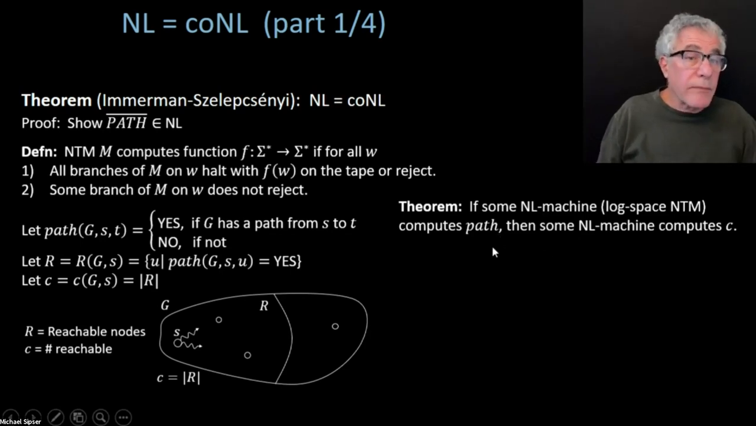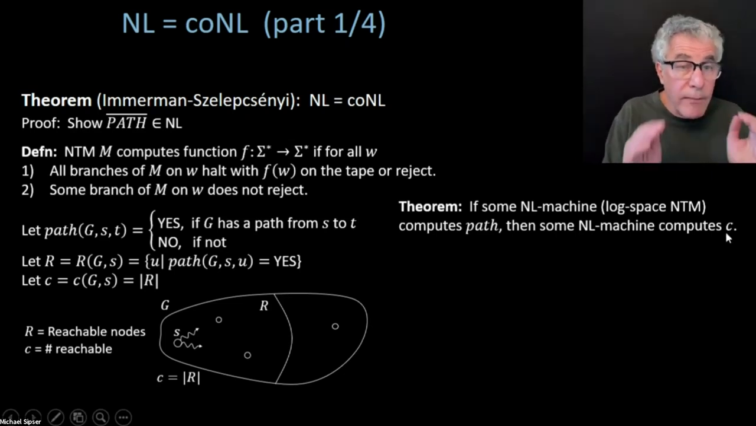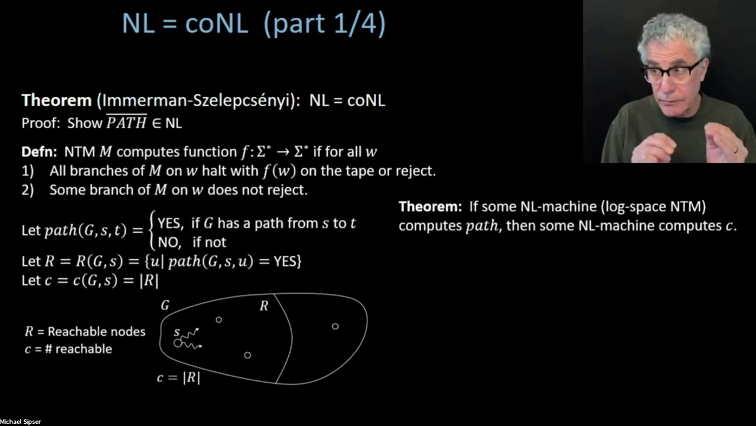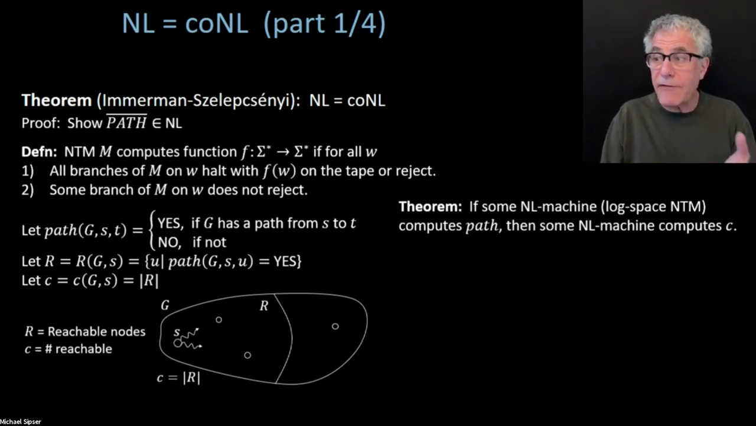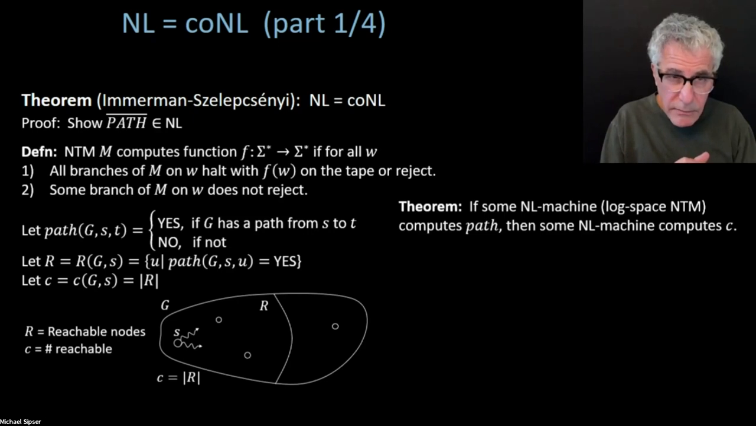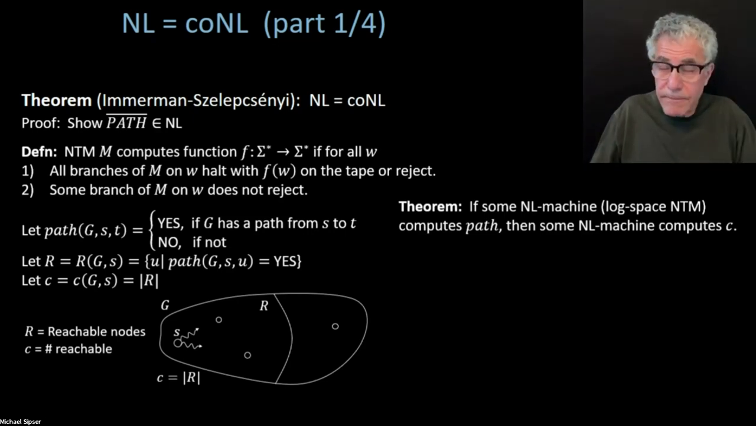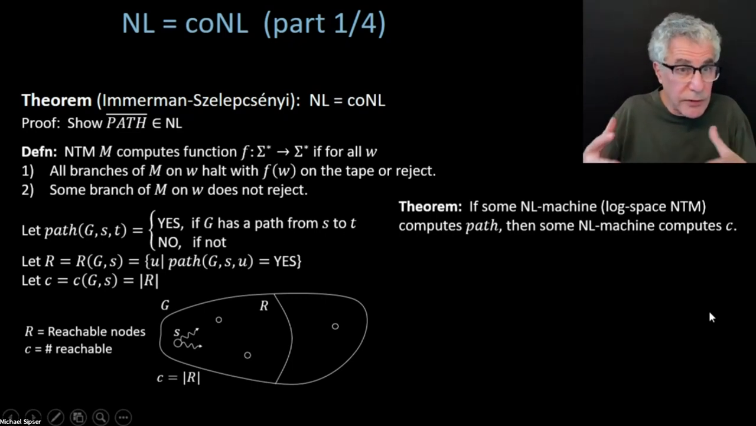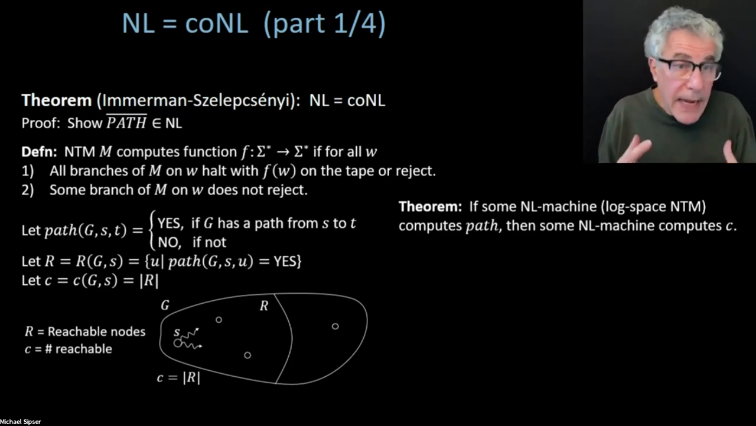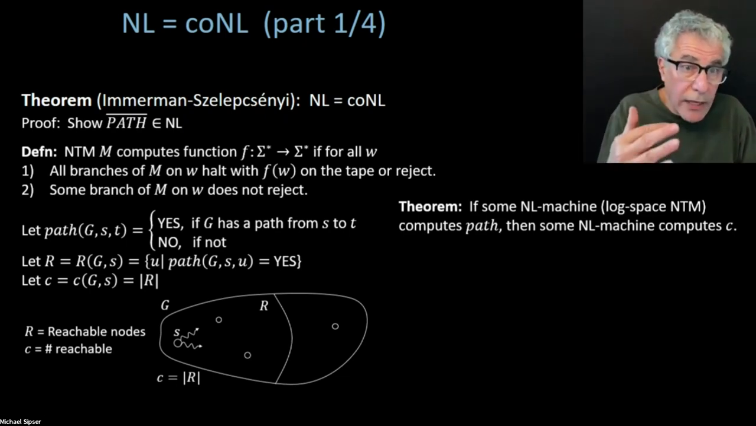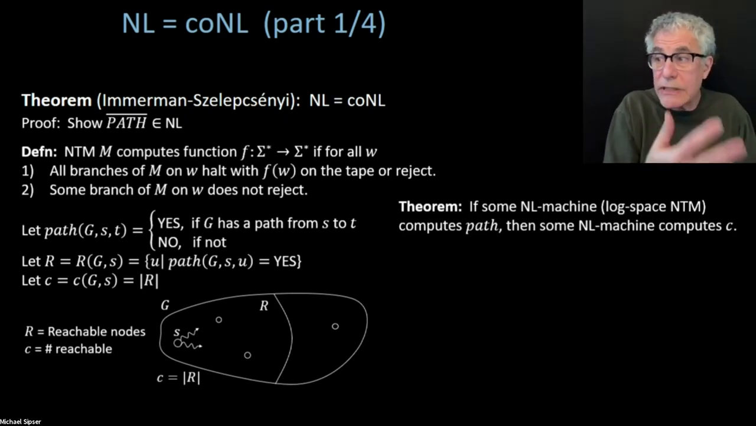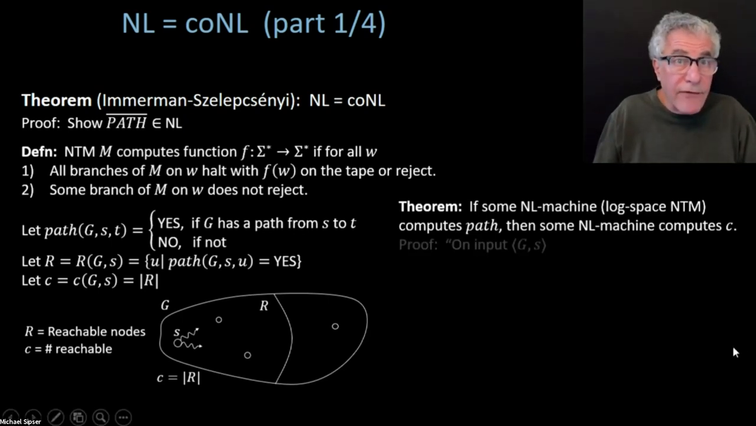So suppose I have a way of computing path by an NL machine. Then can I make some other NL machine which computes the count of the number of nodes reachable? So if I can test if a node is reachable, can I figure out how many nodes are reachable? This is supposed to be easy. This is kind of a little bit of practice. If I can figure out if nodes are reachable, yes or no, then I can figure out how many nodes are reachable. You just go through them one by one, testing if they're reachable, and count the ones that are. That's all I have in mind.